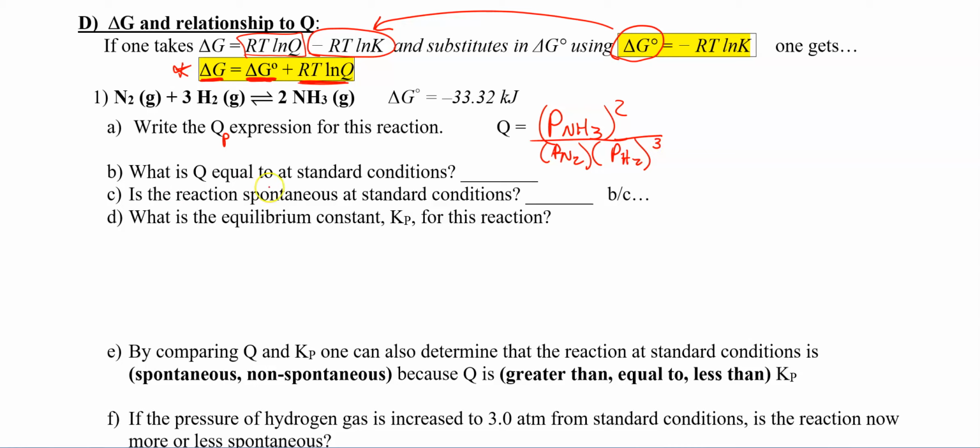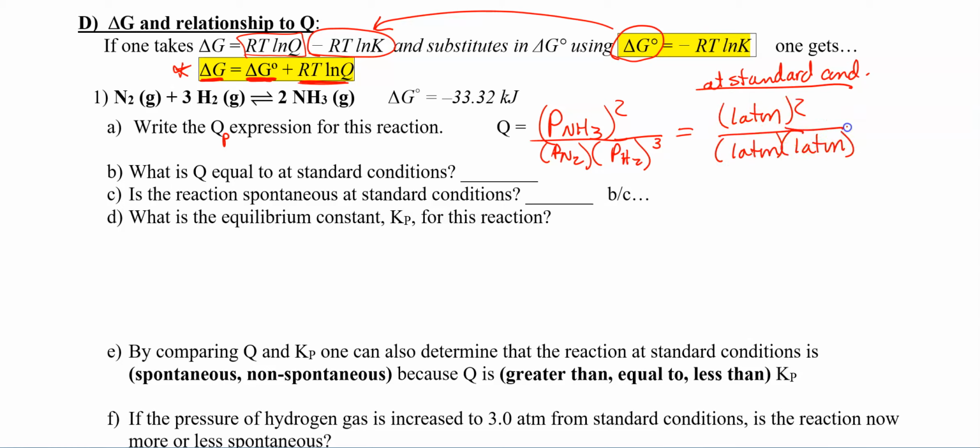Okay, so now what is Q equal to at standard conditions? Now remember, we're doing this with pressures. So if you remember, standard conditions and pressures, everything has a value of 1 atmosphere. So I'm just going to plug in that Q at standard conditions, right? We would plug in 1 atmosphere over 1 atmosphere times 1 atmosphere, and you would cube it. Obviously then, at standard conditions, the Q is equal to 1. Q is always equal to 1 when you're at standard conditions, right?